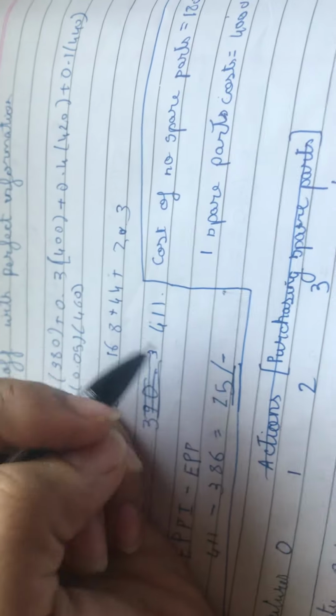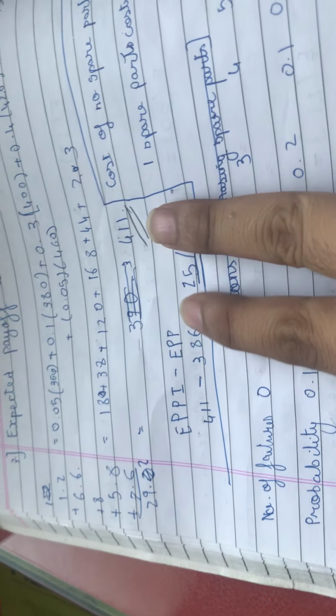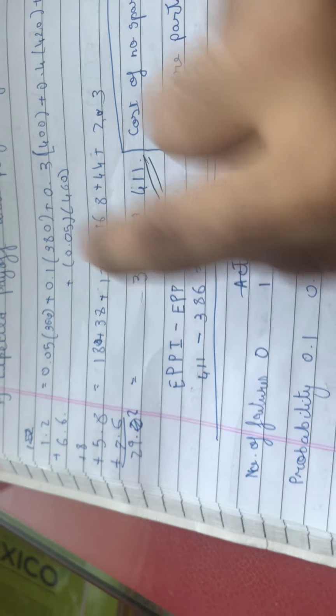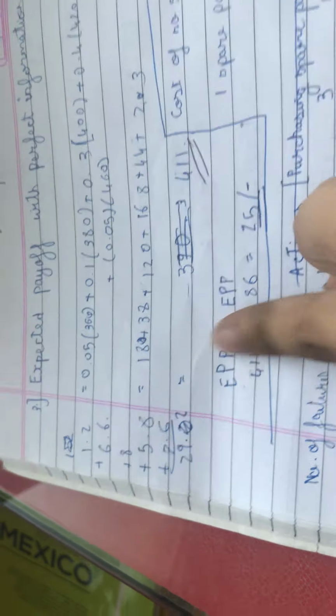I multiply and get this value. 411, as you can see, is higher than 386. I hope you can understand that. So when I didn't know, I wasn't sure what I should do, I went with this. Okay, let's go with 20. But now that I'm 100% sure, I know for a fact what is going to happen, so my 411 is coming. So you can say that this is a little logical, that expected payoff with perfect information is 411.